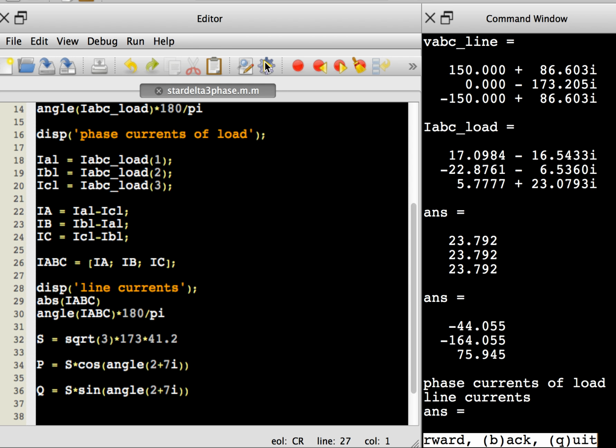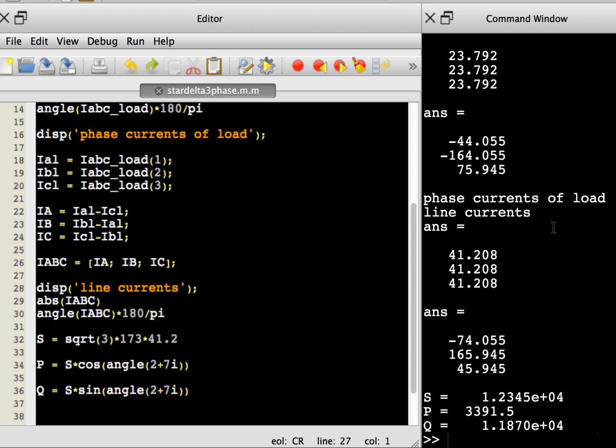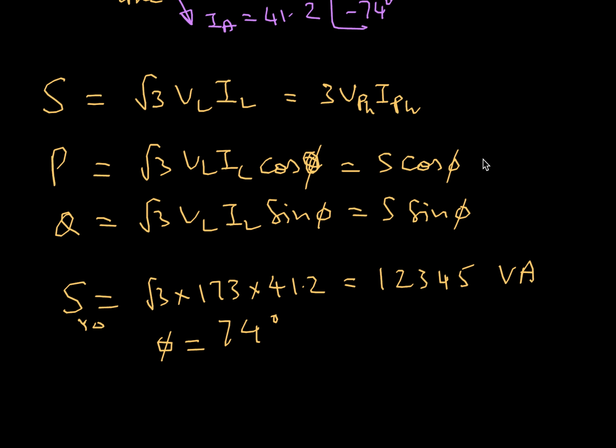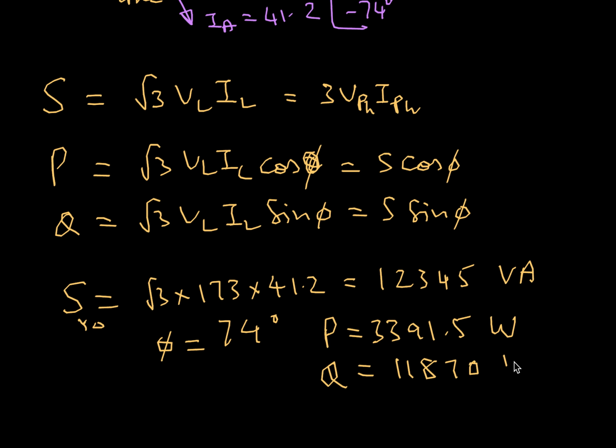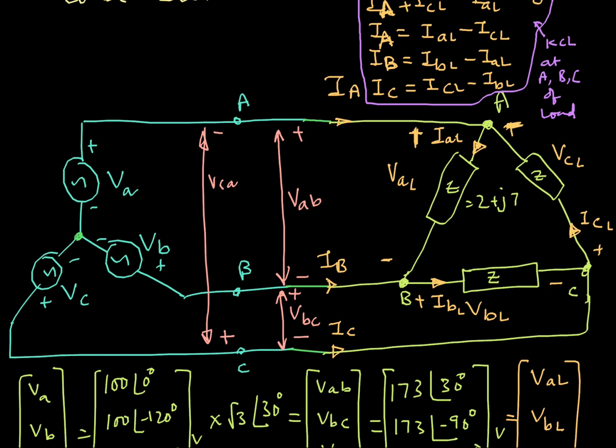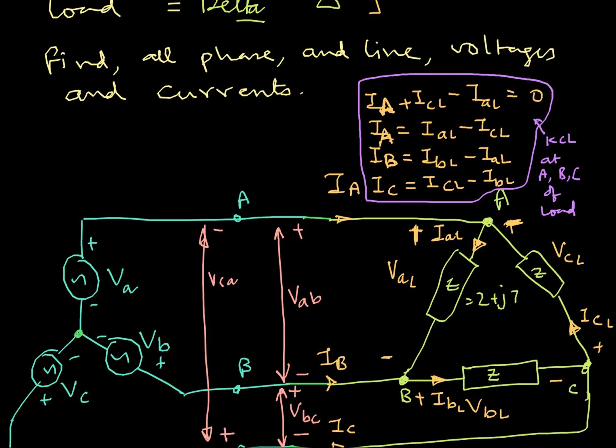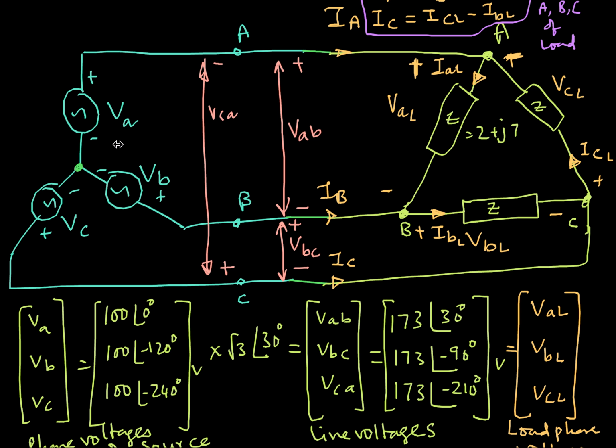So let's run. I think we are almost coming to the end. Active power is 3391.5 watts and reactive power is 1187. So this is about P, Q and S. I think you understood how to deal with star and delta. In the next video we'll take the opposite case where the source is delta and the load is in star. So let's see how it happens.